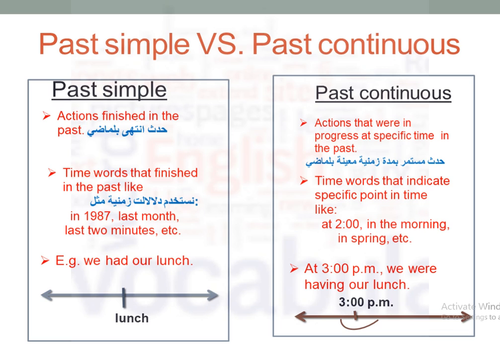It's too easy. But what you need to do to differentiate: in past simple, we're focusing on a finished action. But in past continuous, we're focusing on the progress. It means we should use a specific time or a specific point in time in the past to show that we're using past continuous.